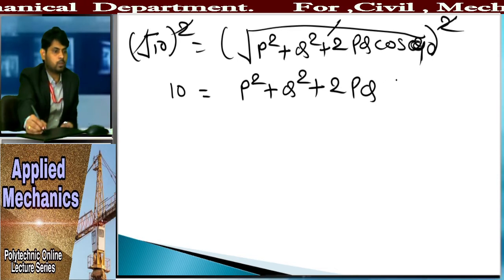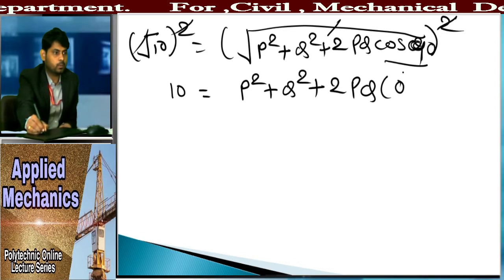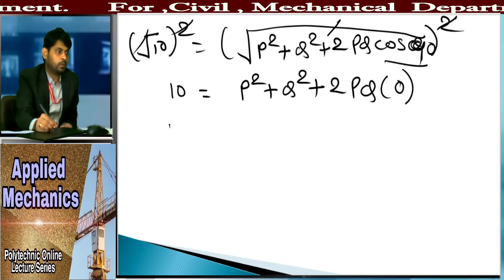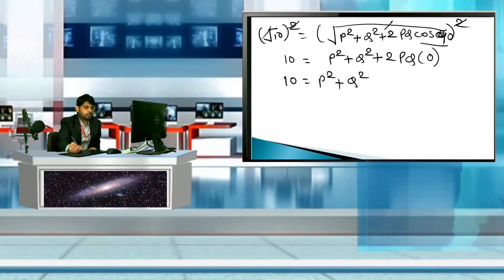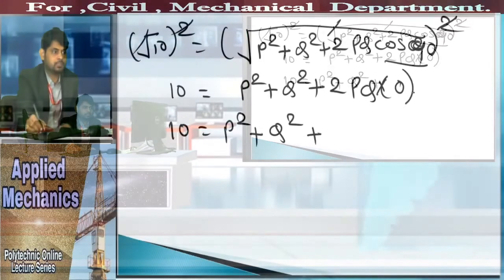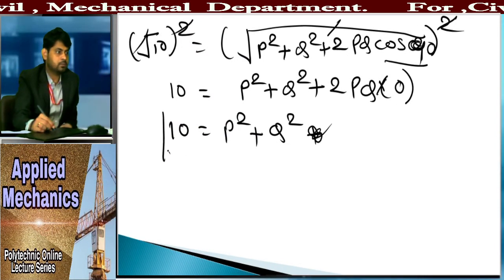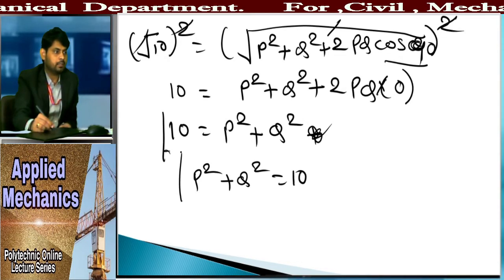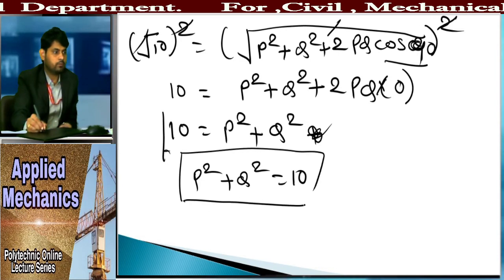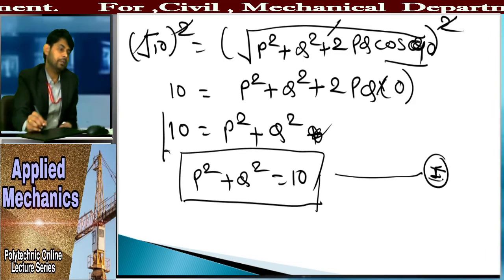The value of cos of 90 is nothing but 0, right? So 10 is equal to P square plus Q square plus 2PQ. Here 2PQ multiplied by 0 is 0. So this value is 0. So you will get the equation like this: P square plus Q square is equal to 10, right? So this is your equation number 1. Give it the equation number 1.